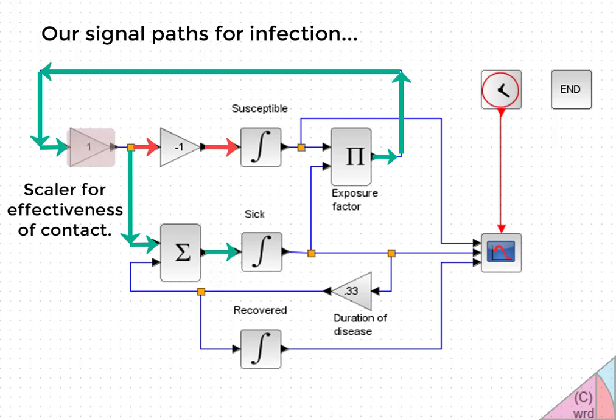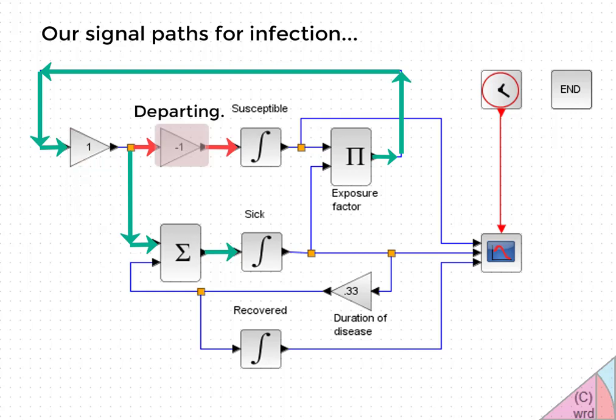First step in the path is a scalar that will allow us to turn the infectiousness of the bug up or down. We will start with it at ×1. Here is the path to remove people from susceptible. It gets a negative sign. Here is the path to add those same people to sick. It gets a positive sign.